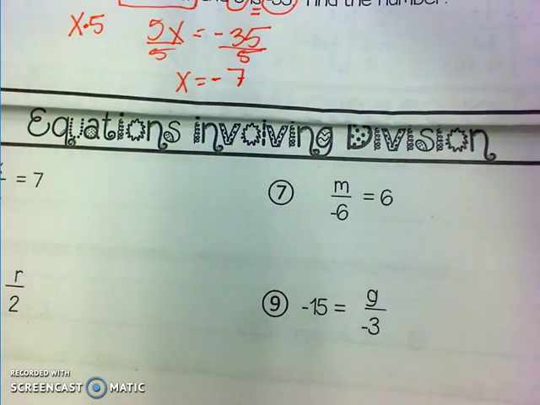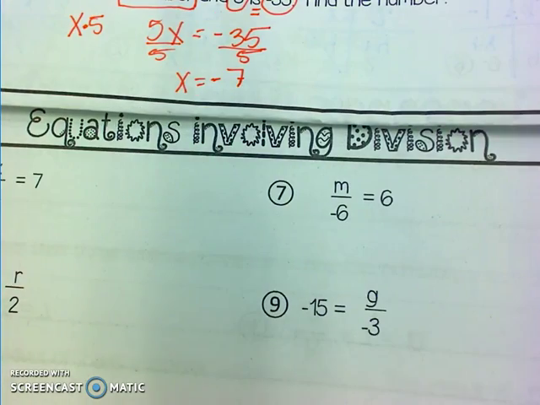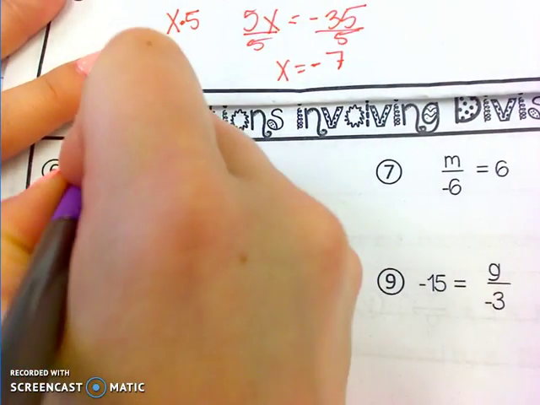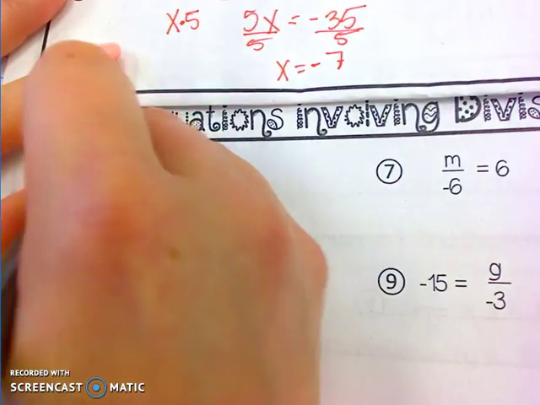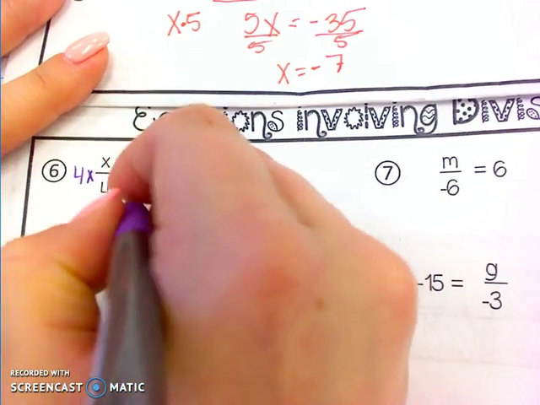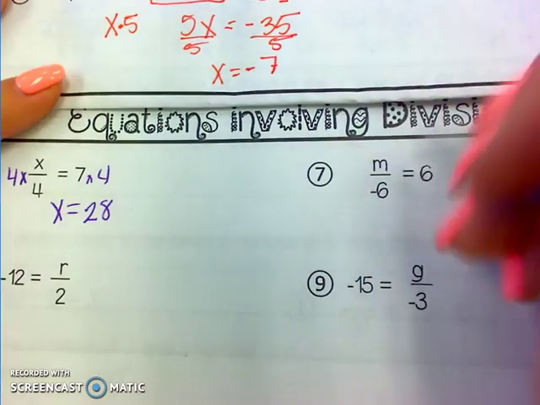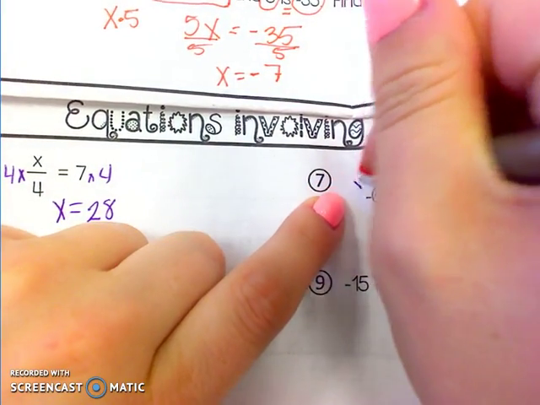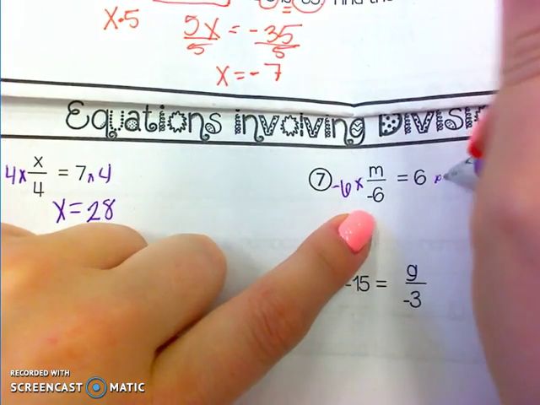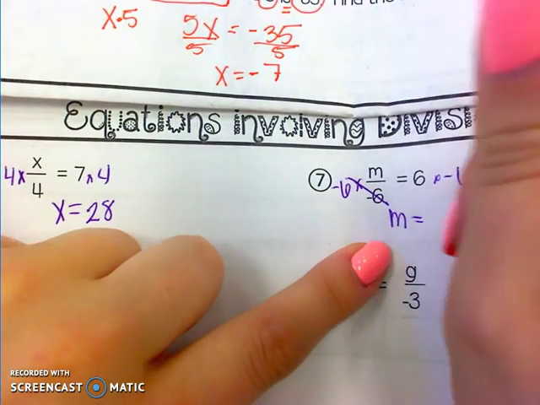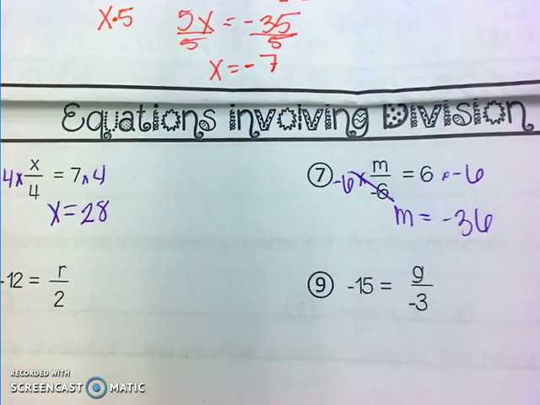And then involving division down here. Number 6, x is being divided by 4, so to get rid of it, the inverse is to multiply by 4. X is 28. We're being divided by -6, so I'm going to multiply by -6. Okay, m equals -36.